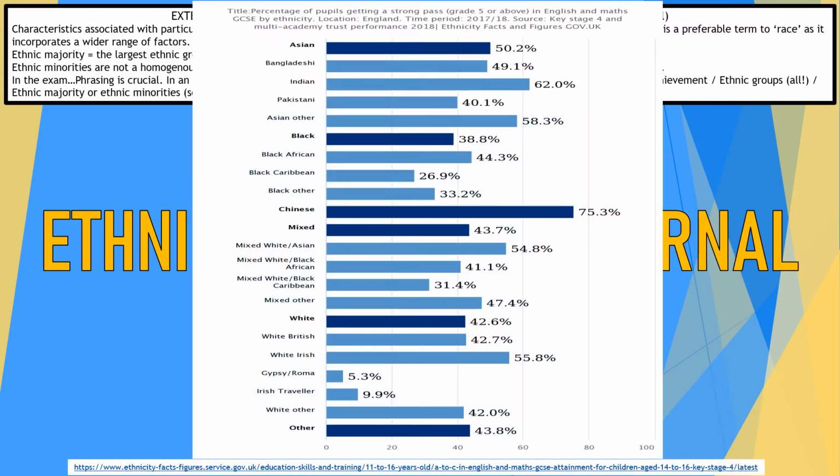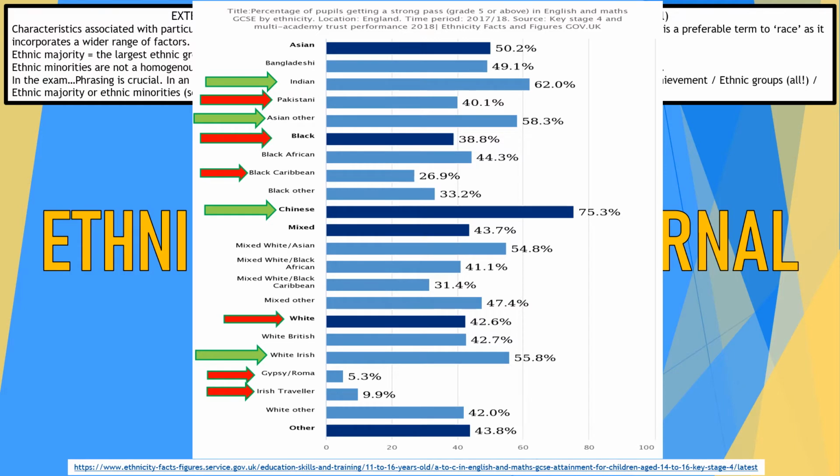Now, just as I said, ethnicity is very diverse, as we've got here on this data from gov.uk, showing the students getting strong pass grades or 5 and above in English and maths. And you can see there's quite a diversity of achievement levels. Particularly, the higher achievers here would be Indian and Chinese and other Asian. There's a combination there. White Irish, all doing relatively well as ethnic groups.